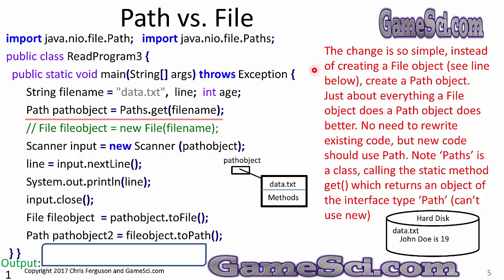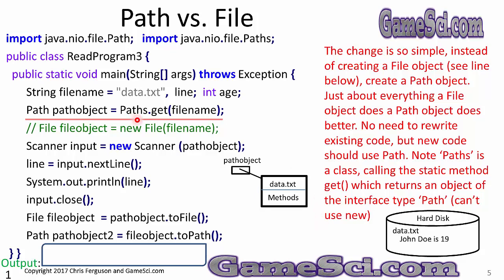The change to the program is pretty simple. Instead of creating a file object, see the line below, create a path object. Just about everything a file object does, a path object does better. No need to rewrite the existing code, but new code should use path. Note, Paths with an S is a class. Calling the static method get will return an object of the interface type Path. You cannot use the new command on an interface.